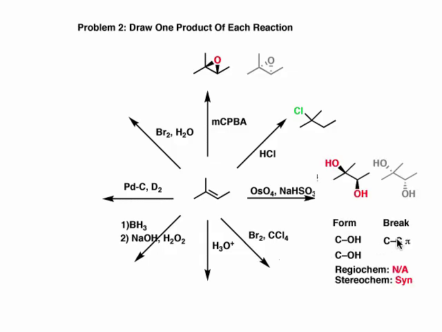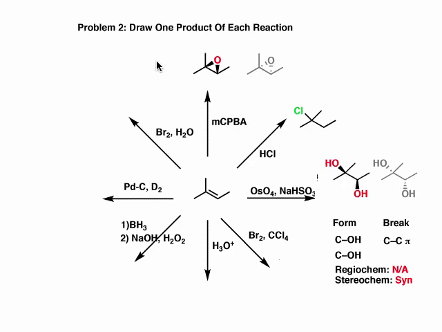Okay, here notice that we're breaking the carbon-carbon pi bond, and we're forming a carbon-oxygen bond on both carbons. This reaction is called dihydroxylation because we are forming 2 hydroxyl groups. And this product is called a diol, or usually called a vicinal diol, to say that those alcohols are on adjacent carbons.